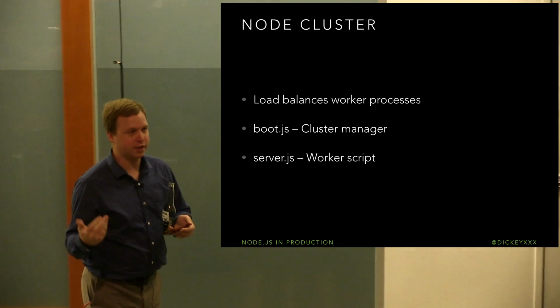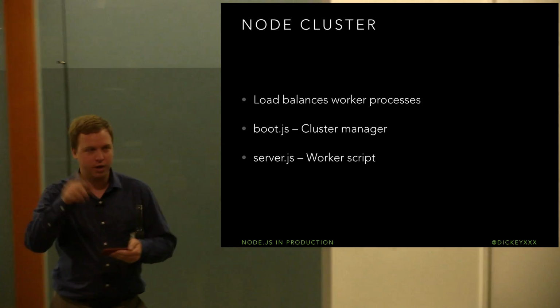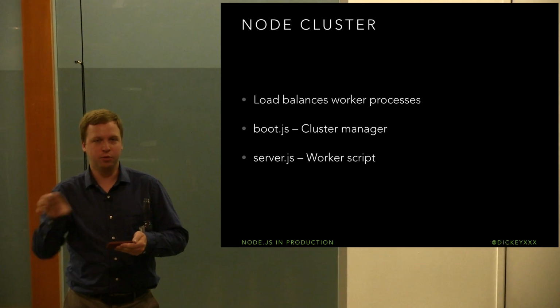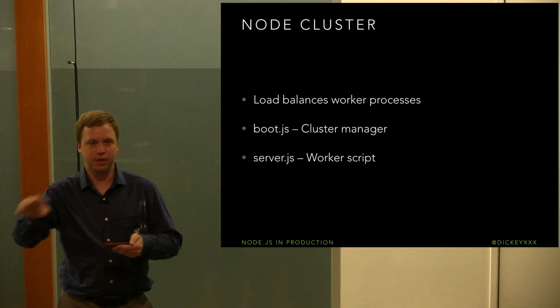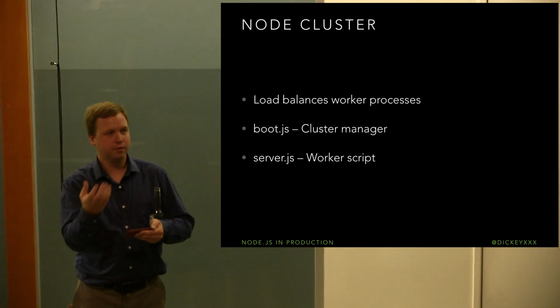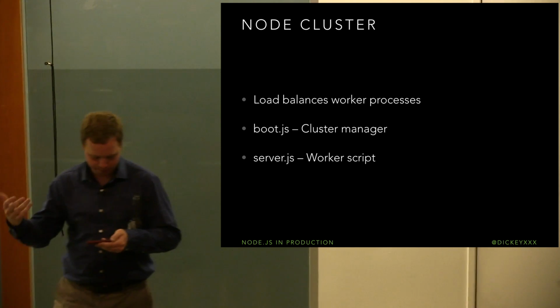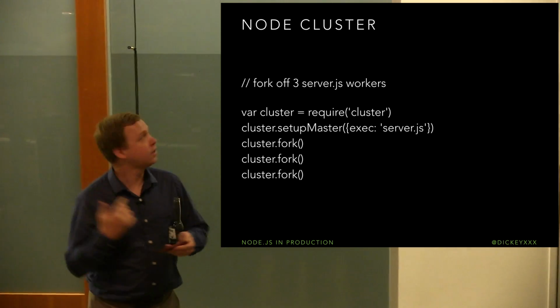So the way that I set this up in my apps is I have a file boot.js, which runs server.js in turn. So boot.js is the master, and it's going to fork off a bunch of server.js's. I could run server.js directly, but that would just run a single version of my app, or I can just run boot.js. So I said it's easy to use. This is how it works.